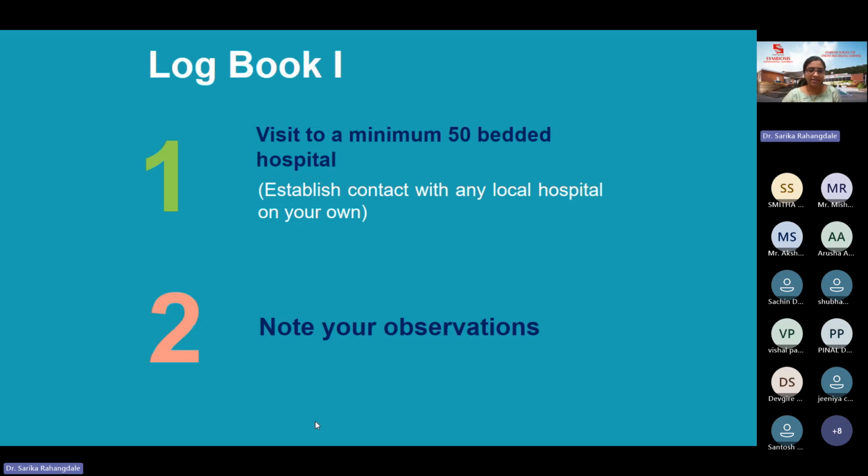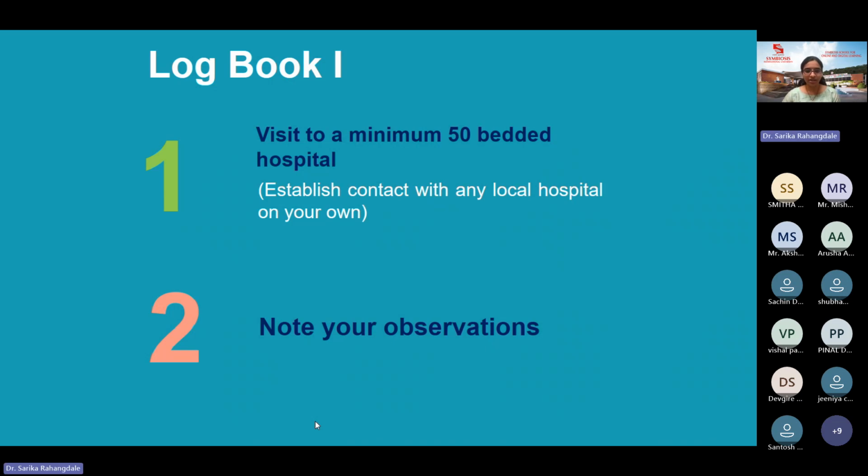The idea behind selecting a 50 bedded hospital is to have maximum access to the different facilities of the hospital. If we select a 50 bedded hospital, maximum activities will be happening in that hospital, so you will have exposure to maximum activities and processes of the hospital. For that reason we have kept it at 50 bedded. You can also select a larger one, like a 100, 500, or 700 bedded hospital.